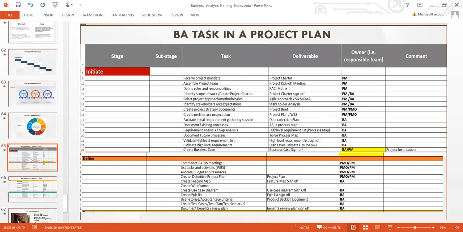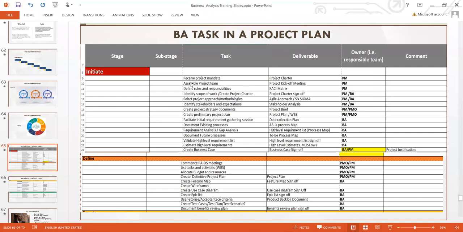Now, what we are going to look at are the BA tasks in a project plan. What are the tasks? What are the deliverables of a business analyst in a project plan? What's your deliverable? What are you going to do? I've drafted this from a project framework, looking at the tasks, the deliverables, and the responsible party, the owner. So you know your responsibility. As you can see here, these are all the tasks that need to be delivered within a project. And who is doing what?